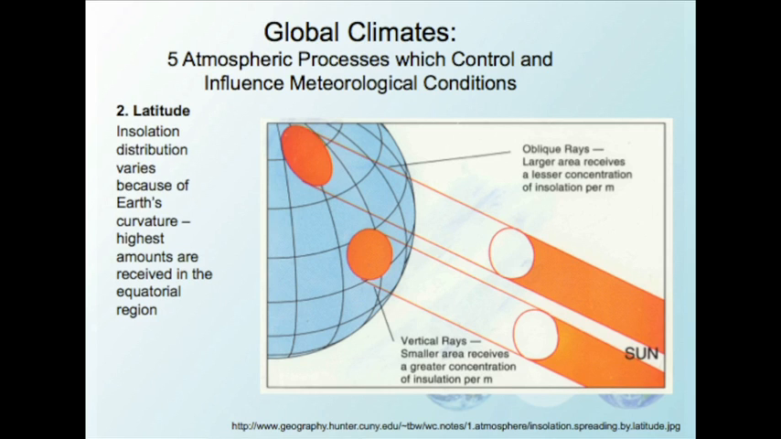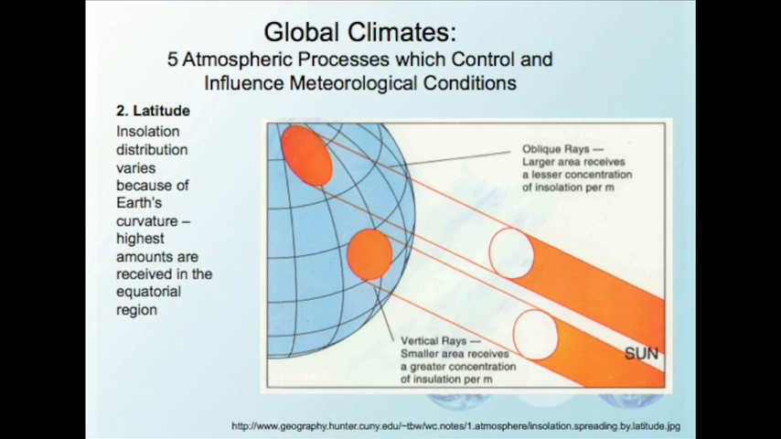So another important factor that influences global climate then is latitude. We can think about lines of latitude as those lines that you see on the globe that would go from east to west, that split the world from the equator north and south. So these lines of latitude have different sort of directness of the incoming solar radiation.